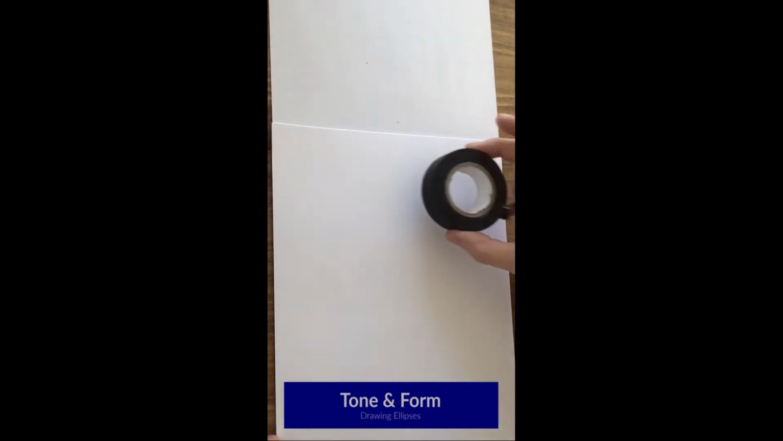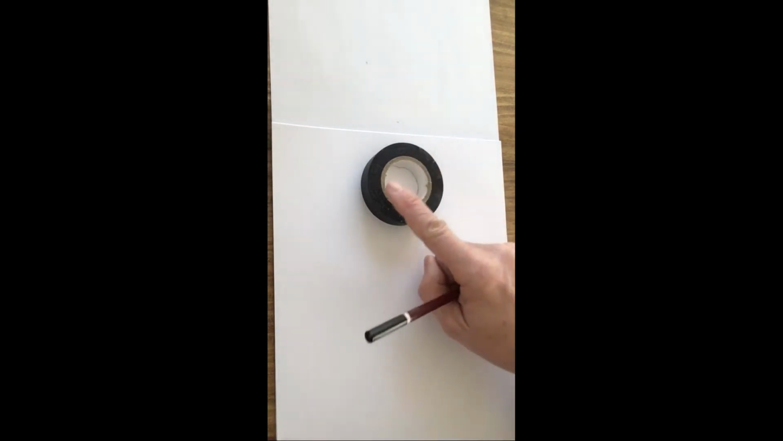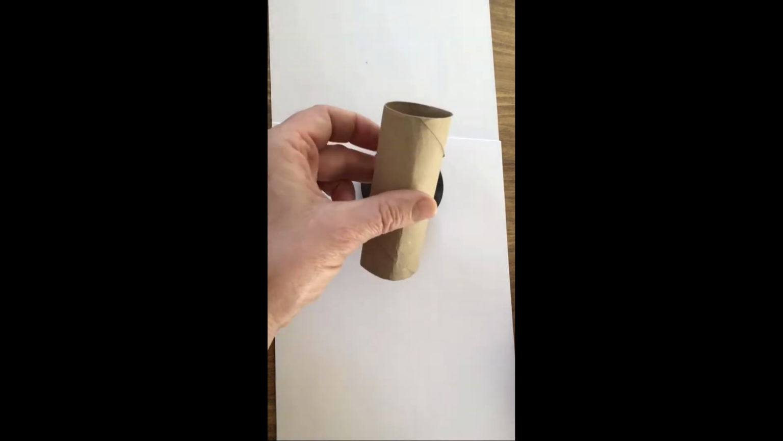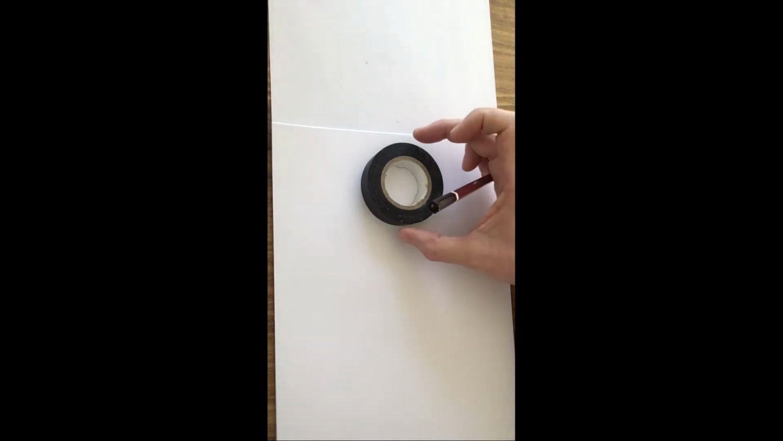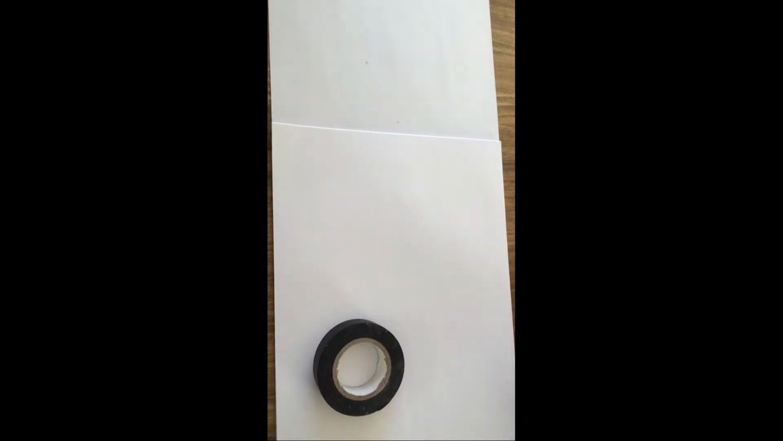Right folks, the next thing we're going to learn to draw is an ellipse, because we need to know how to draw an ellipse to construct a cylinder. And a cylinder might be a roll of tape, it could be a toilet roll holder, it could also be a glass. So an ellipse is a circle in perspective. If we look at that roll of tape directly down on top, then we can see the circle.